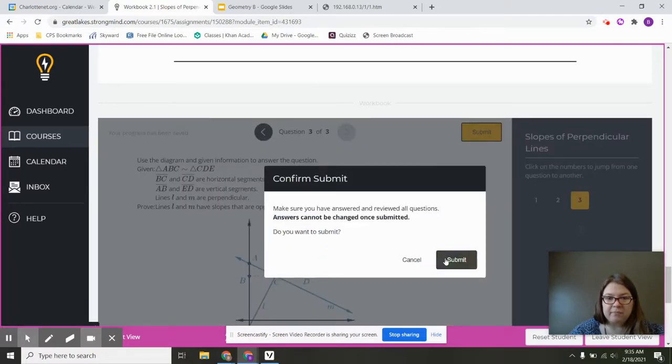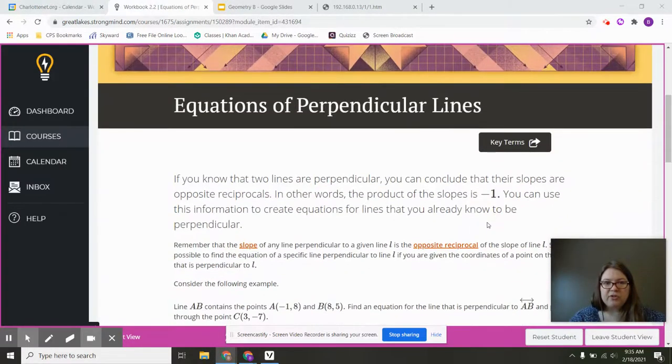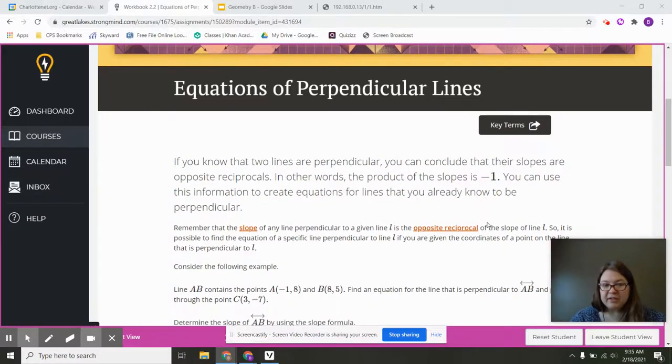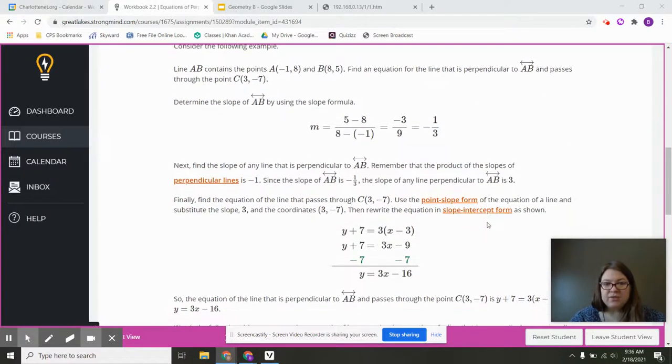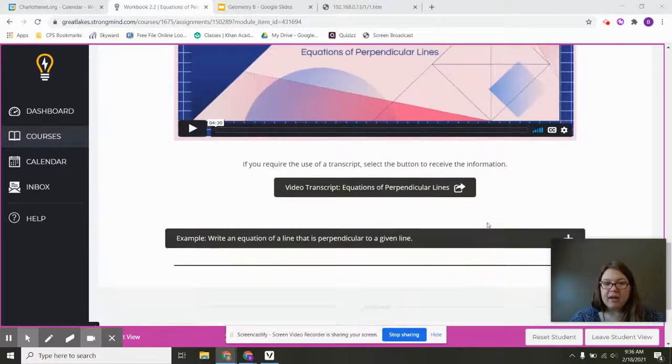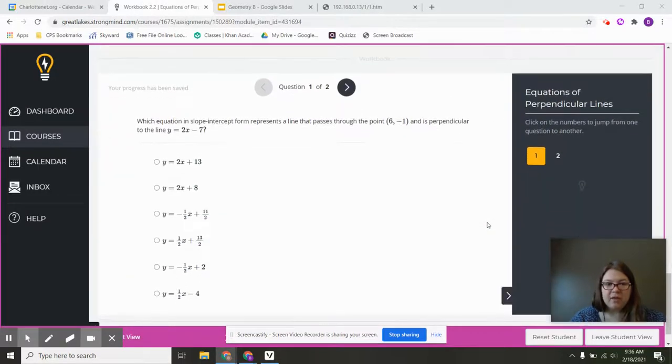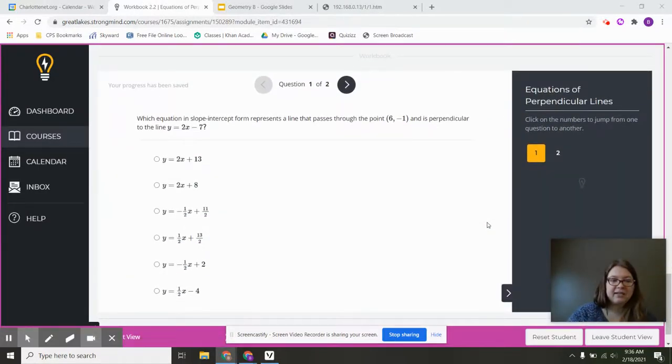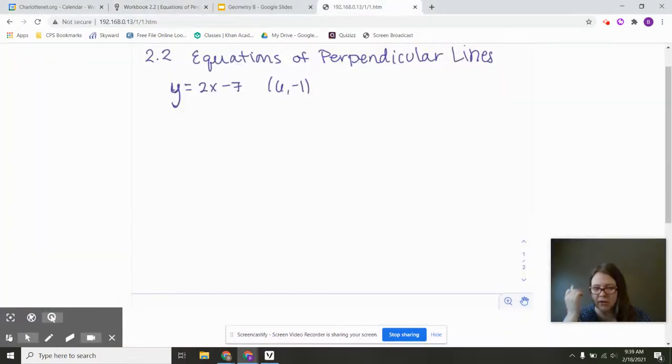Okay, workbook 2.2 is the equations of perpendicular lines. And so it's the same type of thing as the last time, and I'm just going to jump into the problems. So it's like we did last time. As in checkpoint 1, I'm going to write down this point and this line, and then we're going to talk about perpendicular. Okay, so here I wrote it down.